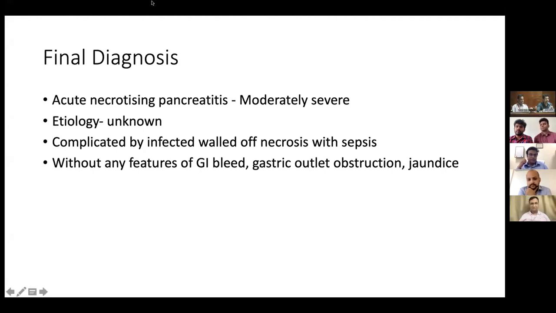Sridhar, there are some questions in the chat box which we could take and then finish off. Any questions from here? There's one which is asking whether organ failure transient could be less than 48 hours or more than 48 hours to be classified as moderately severe to severe. Any comments on that, sirs? Transient organ failure is defined as less than 48 hours. Yes.